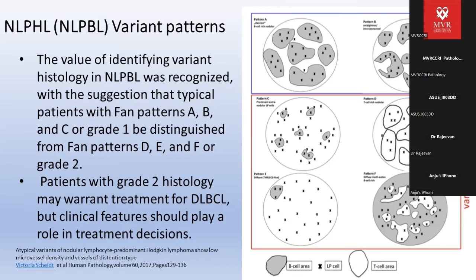Okay, so it is our duty to tell what is the grade, and it's up to the clinician to think whether they should treat it aggressively. So where they are in the borderline and we are telling that it's a grade 2, it will give them a push for a more aggressive management of NLPHL. So that is why it is important not just to diagnose NLPHL, but we need to say what is the pattern, at least what is the grade that the NLPHL comes in.